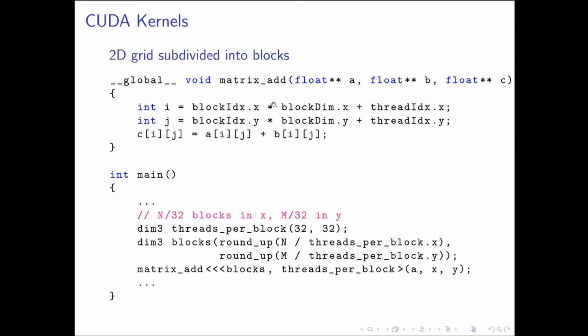This function matrix add now computes global instead of just local thread indices. And when we set up and call that kernel, we allocate a grid that has enough blocks to accommodate the whole matrix, a matrix that is bigger than, in this case, 32 by 32. And in order to accommodate matrix dimensions that aren't divisible by 32, we use this roundup function. For simplicity, I omitted the handling of halo threads here.